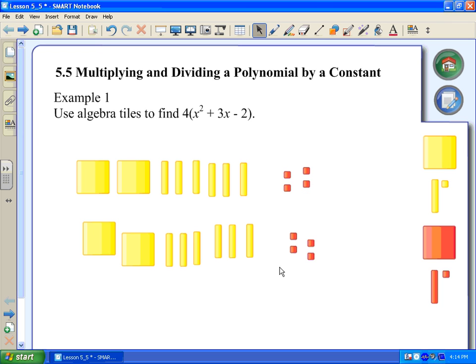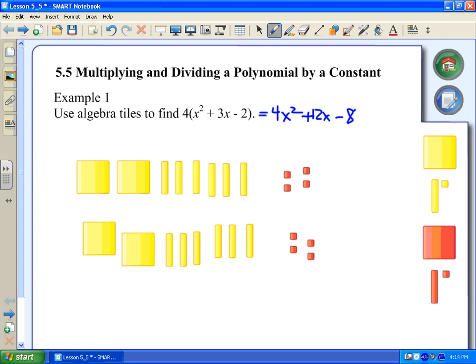Well, if I look now, I have 4 groups of my x squared. So 4 times 1 is 4 x squareds. I have 4 groups of 3 x's. So that gives me 12 x's. And I have 4 groups of negative 2, which 4 times negative 2 is negative 8.